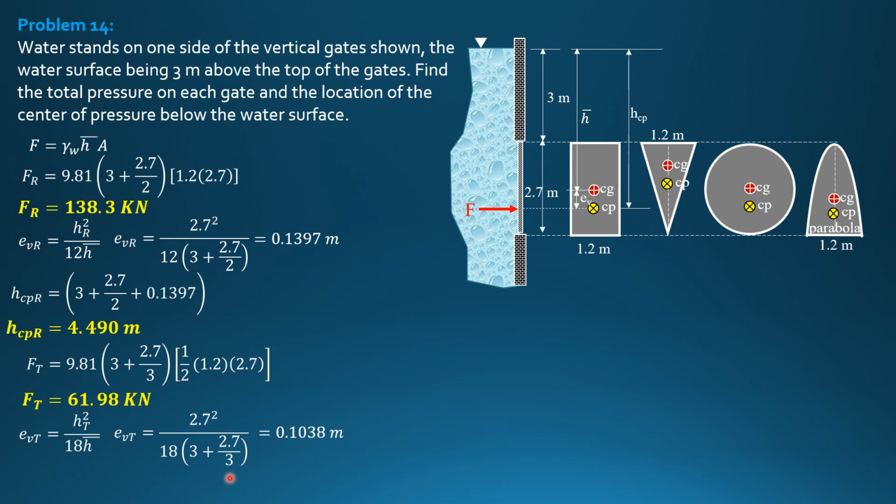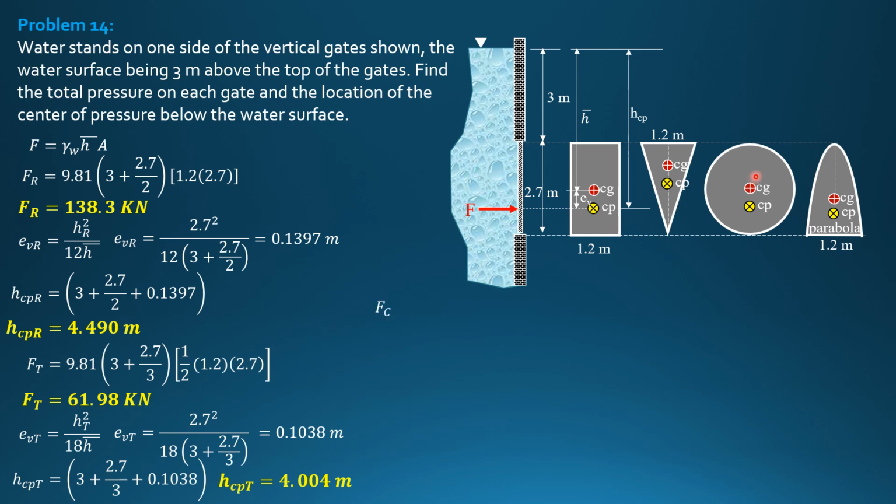So therefore, the H sub Cp of triangle is barred H, 3 plus 2.7 over 3, plus E sub V of triangle. So 3 plus 2.7 over 3 plus 0.1038. So it is equal to 4.004 meters.